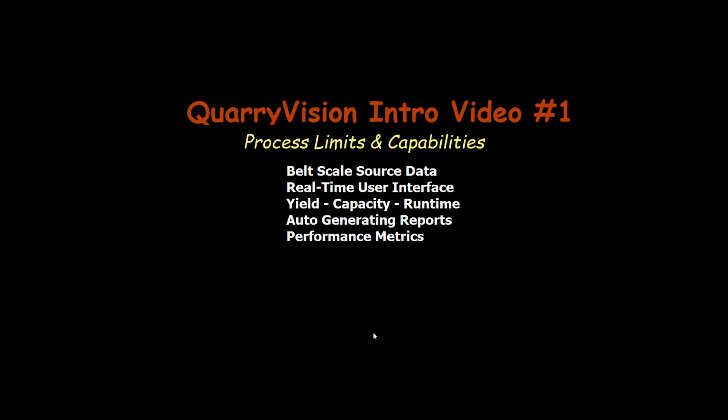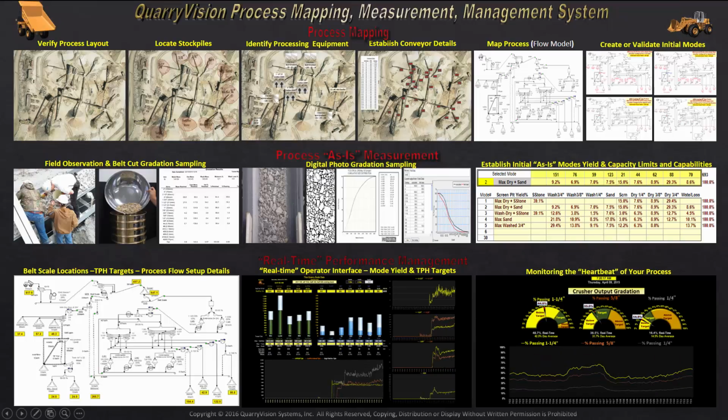With this, the process limits and capabilities for any operating quarry can be established in detail that has never really been practical before. Simply using belt scales to measure the operating variables, using the real-time interface to begin managing the operating variables. The issue with managing data is taken care of by the system, with it automatically generating reports providing the analysis of current performance necessary to evaluate potential improvement.